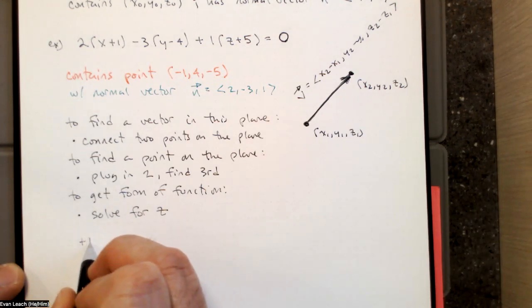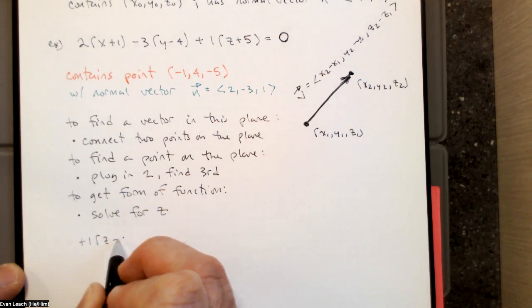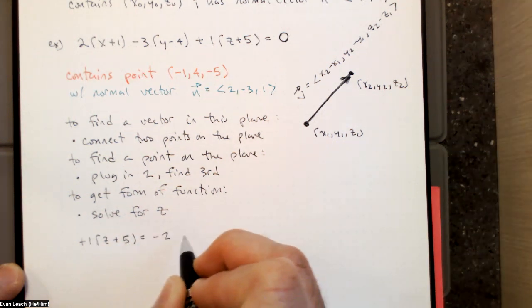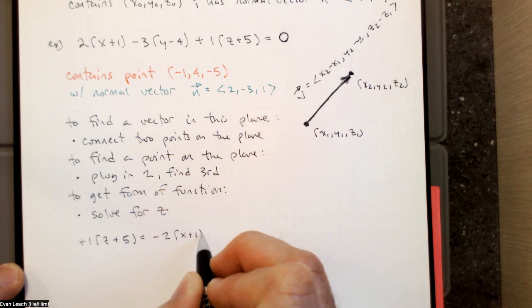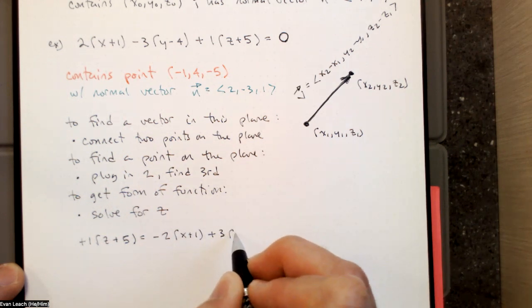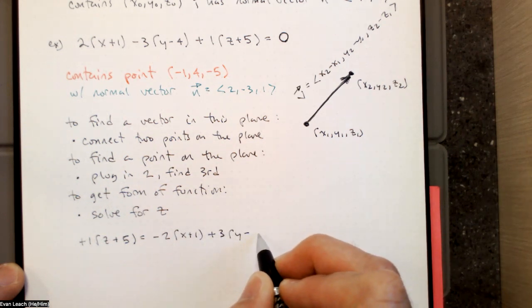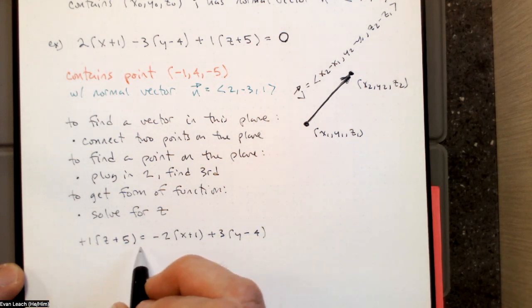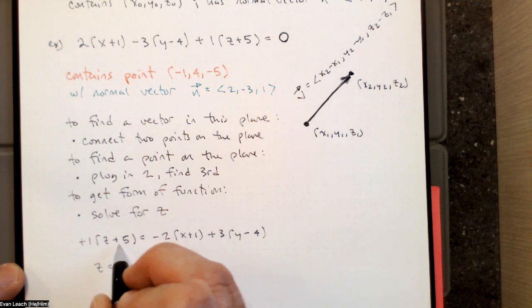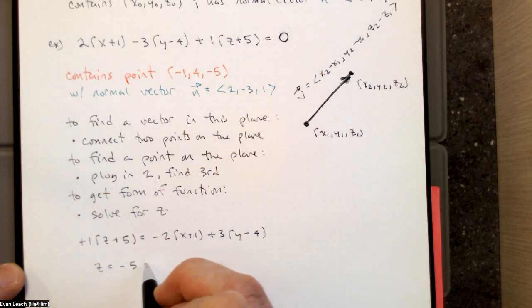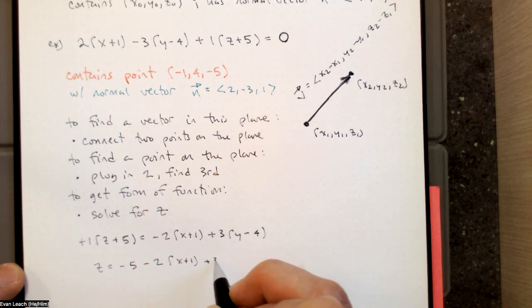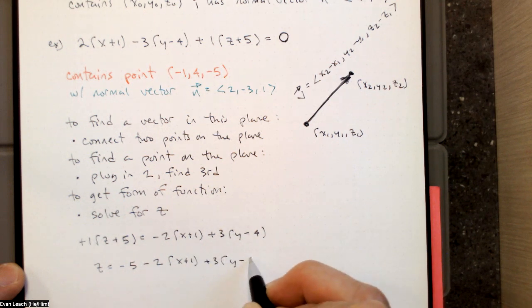So I'll have the +1 times Z minus Z plus 5 is equal to a -2 times X plus 1 plus 3 times Y minus 4, and then divide by the 1 and subtract 5. So Z is equal to -5 minus 2 times X plus 1 plus 3 times Y minus 4.